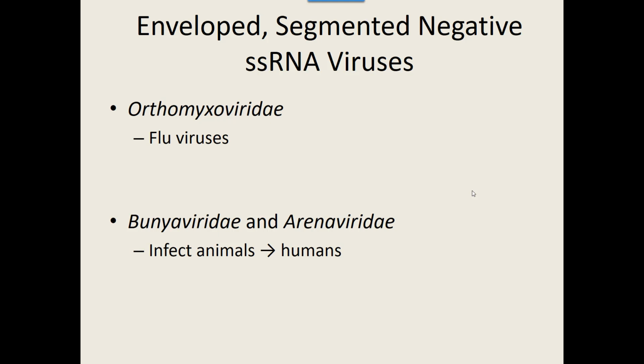The Bunyaviruses and Arenaviruses, a lot of viruses in those two families infect animals. Not all of them, though. We'll talk about some exceptions. But a lot of them affect animals, and we pick them up either with contact with the animals or through biting insects like ticks or mosquitoes that bite the animals, then bite us. But we're going to first start with the flu viruses.